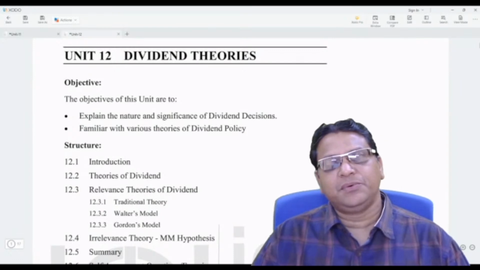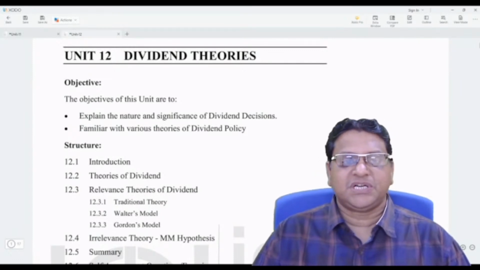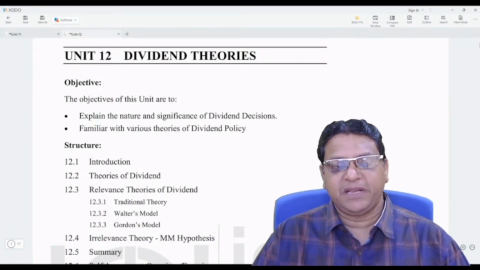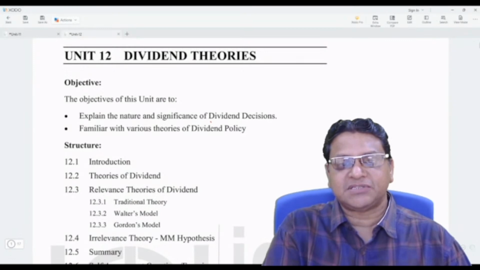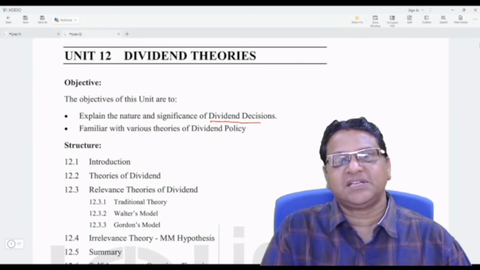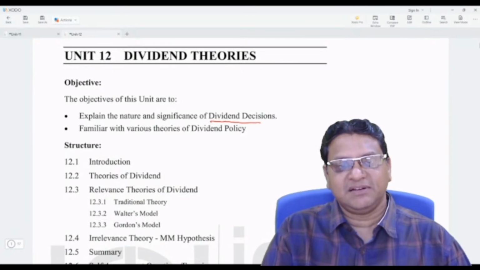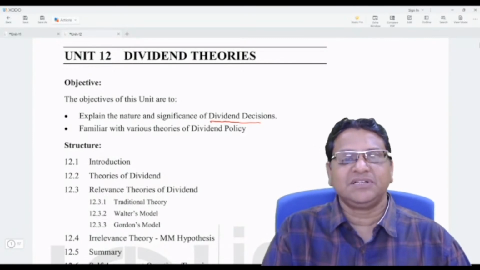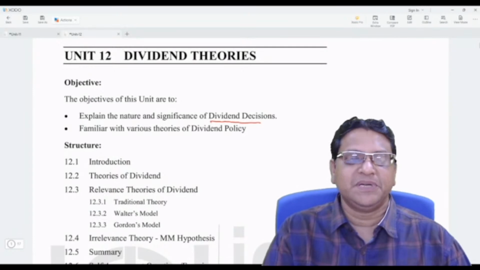Let me first tell you what will be the objective of this class. The objective of this class is to explain the nature and significance of dividend decisions. We know that there are three important decisions: one is investment decision, another is financing decision, another is dividend decision. So in this class, we will discuss the nature and significance of dividend decision.